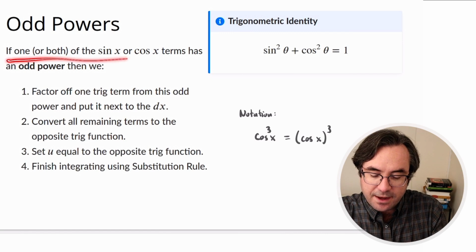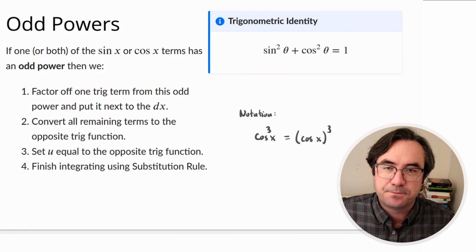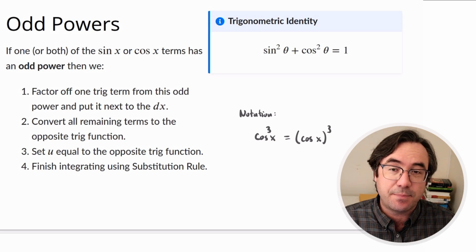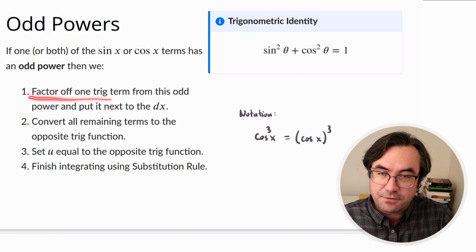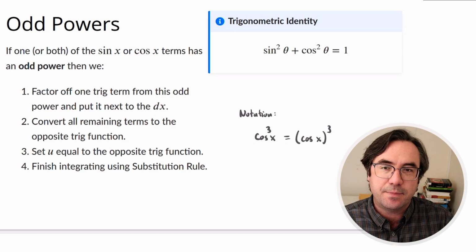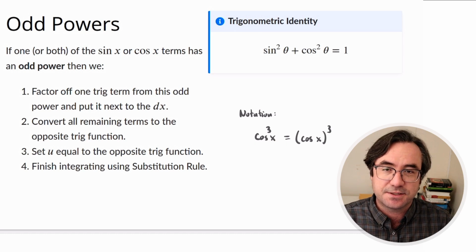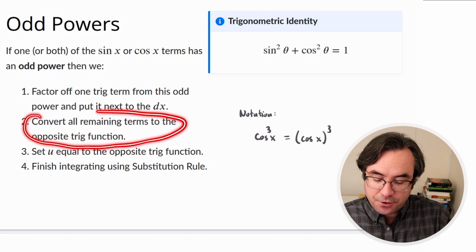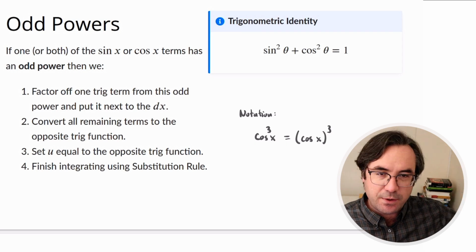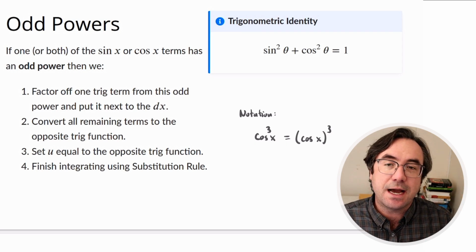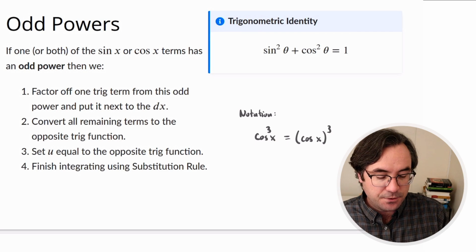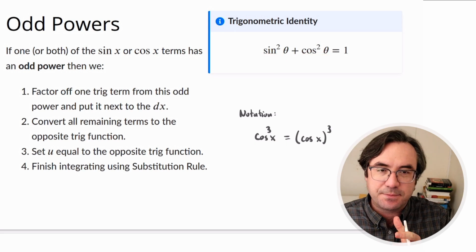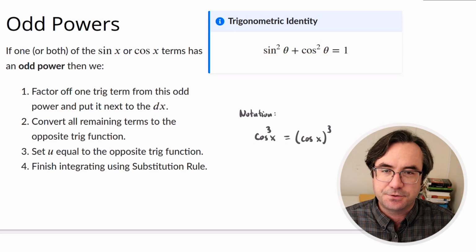So when we have odd powers of sine and cosine, we want to first identify the trig term that has the odd power, and we're just going to factor off one of those trig terms from that odd power, and we put it next to our dx. Then everything that's left over in the integral, except for that one that we peeled off, we want to get to the opposite trig function. So again, for the purposes of this, we want to think of sine and cosine kind of as opposite functions. We're always going back and forth between the two of them.